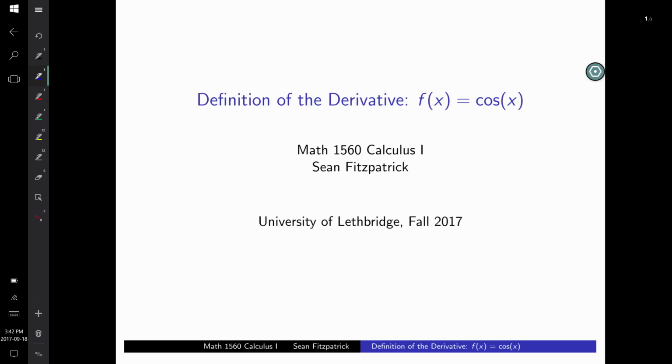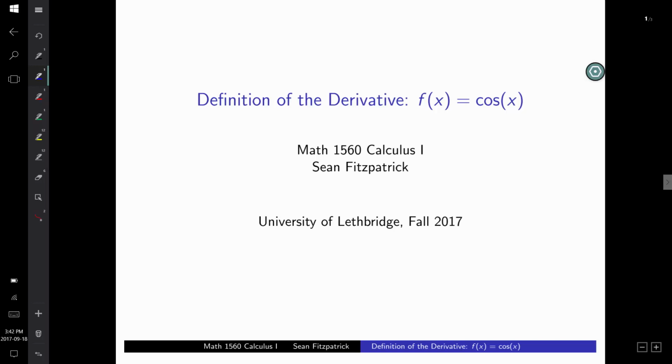Alright, so this will be our last example using the definition of the derivative for Math 1560, Calc 1 at U of L for fall 2017. I had one more in mind, but I thought I'll skip it. We'll save a couple of these for class. I was going to do 1 over x squared, but let's save that one for the classroom, and let's jump into the cosine one.